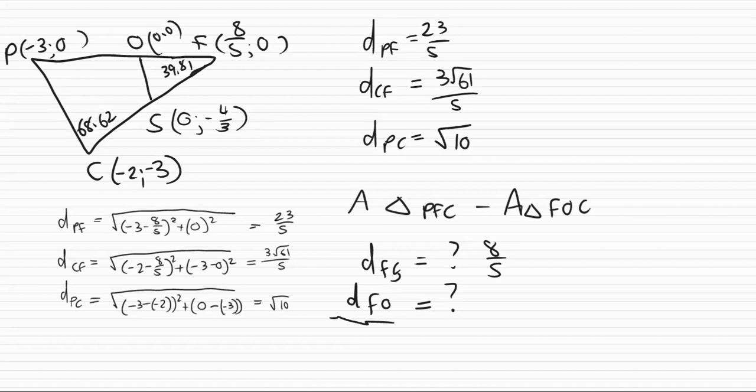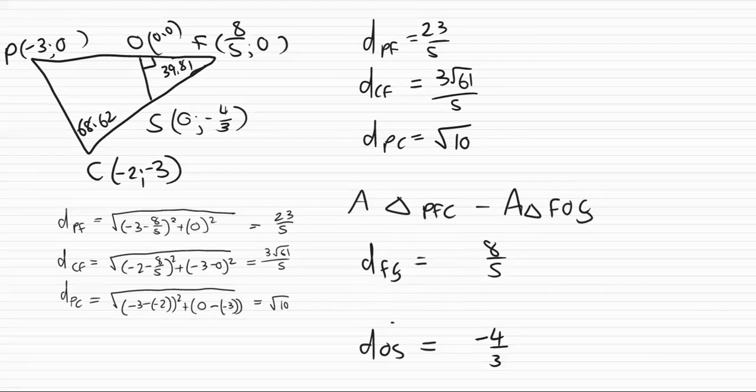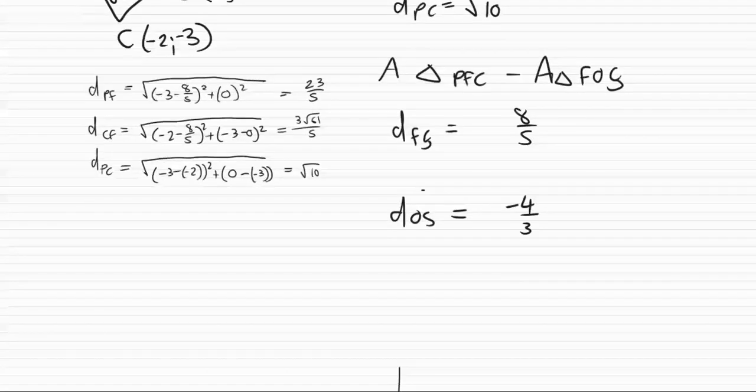And this is going to need the distance formula. But then OS is just going to be -4/3, because you only have to look at the y's. It goes from 0 to -4/3, so you only have to look at the y's. So we have the distances that we require for doing the FOS. It's a little bit easier. So let's take a look at what this ends up being.